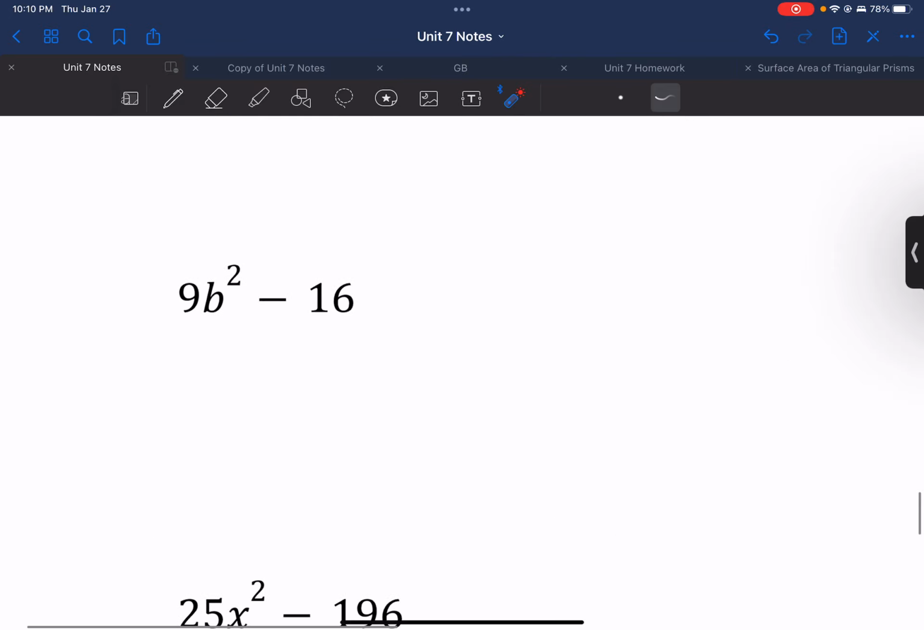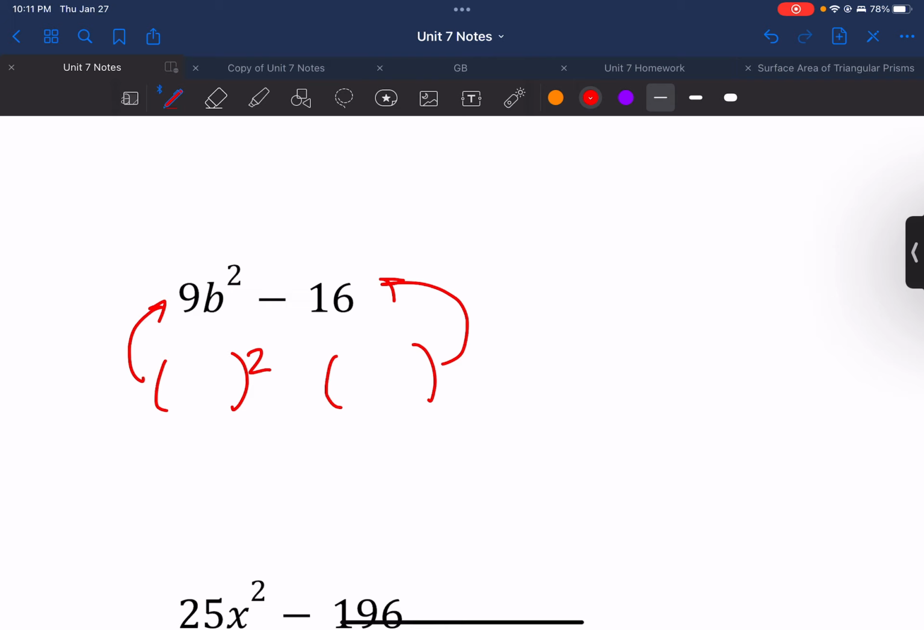So I look at this and I say, what did I have to square so that when I squared it, I got 9b squared? And then what did I have to square so when I squared it, I got 16? Let's think about this. In order for me to get 9b squared, I have to have a 3b. Because when you distribute that 2, 3 squared is 9, and b becomes b squared. So this a value is now 3b. This first term is going to be 3b.